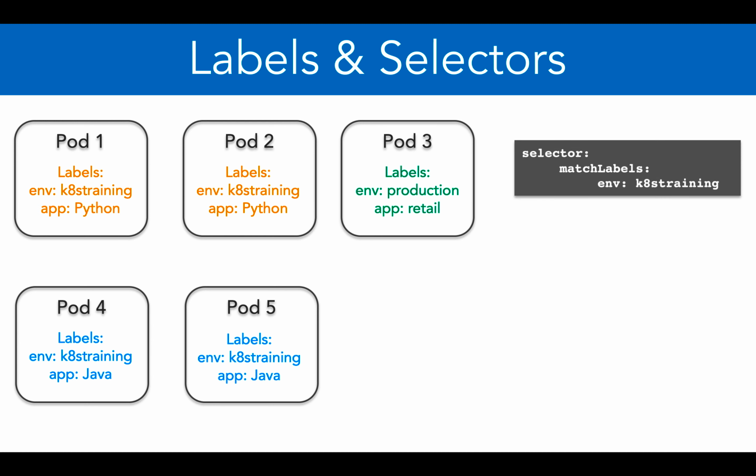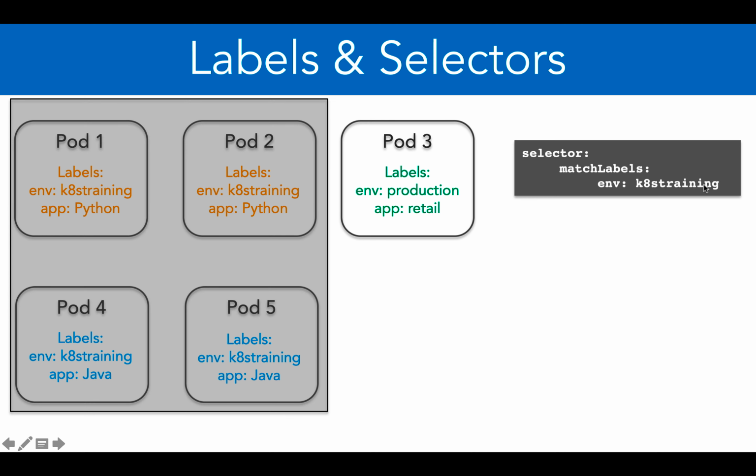Let's say we have a selector like this, wherein I mention that match labels, and after that we mention the label key and the label value. So here we are mentioning that select all the pods which has a label of key env and value k8s training. So you can see that pod 1, pod 2, pod 4 and pod 5 has the key env and its corresponding value is k8s training. So this selector will select all these 4 pods: pod 1, 2, 4 and 5. Now this is match label, so this is equality condition. Pod 3 will not be selected because the env is not equal to k8s training.